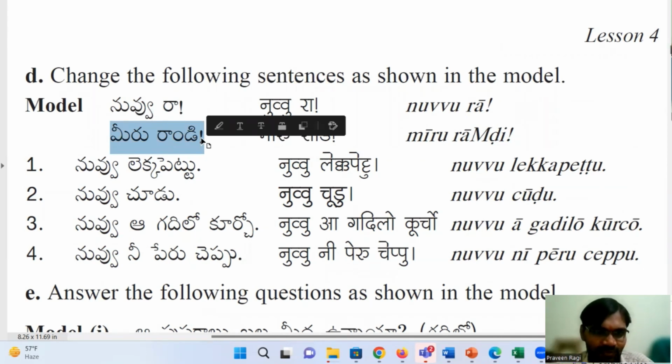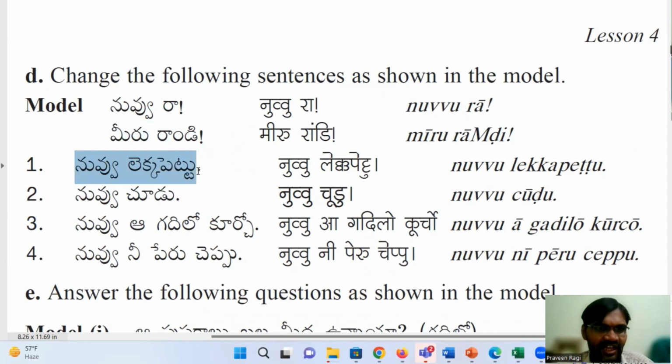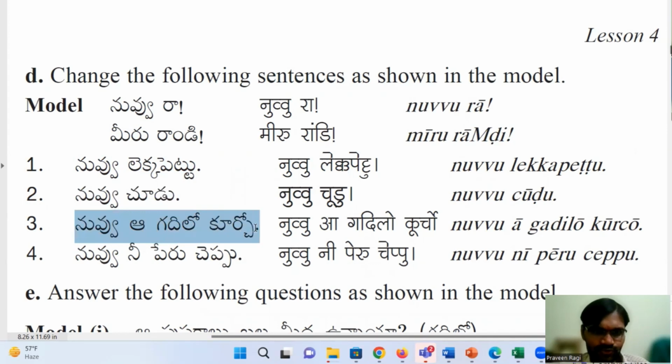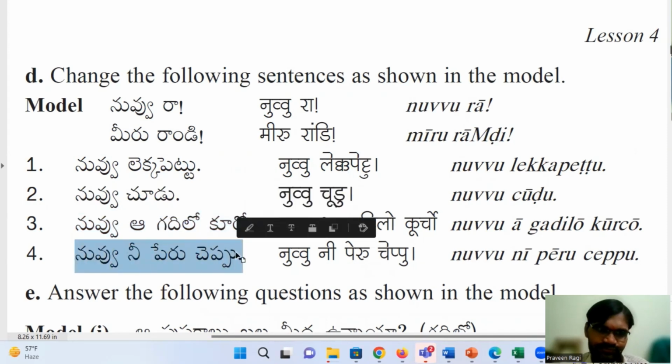Okay. So, miru prayatninchandi. Nuvu lekka pettu. Can you make it in the miru lekka pettandi? Yes, miru lekka pettandi, perfect. Nuvu chudu, miru chudandi. Nuvu agadilo kucho, miru agadilo kuchandi. Nuvu nee peru cheppu, miru mee peru cheppandi. Perfect.